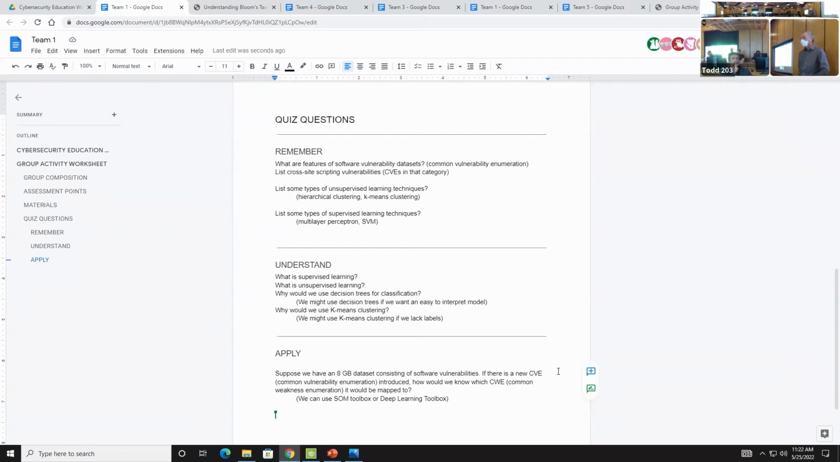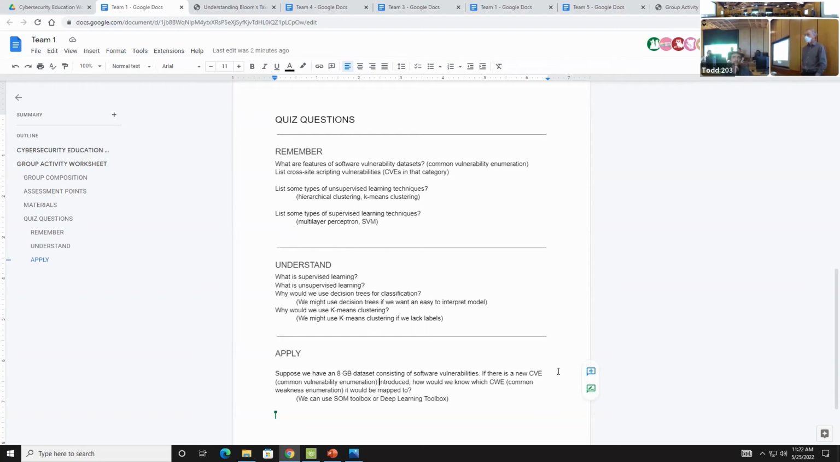So, yeah, and then your solution, we can use SOM toolbox or deep learning toolbox. Those are toolboxes specific to MATLAB. If you want. But we didn't get to those at remember and understand. So you're asking them to apply something that wasn't addressed previously. So I would probably want to ask questions about those toolboxes.